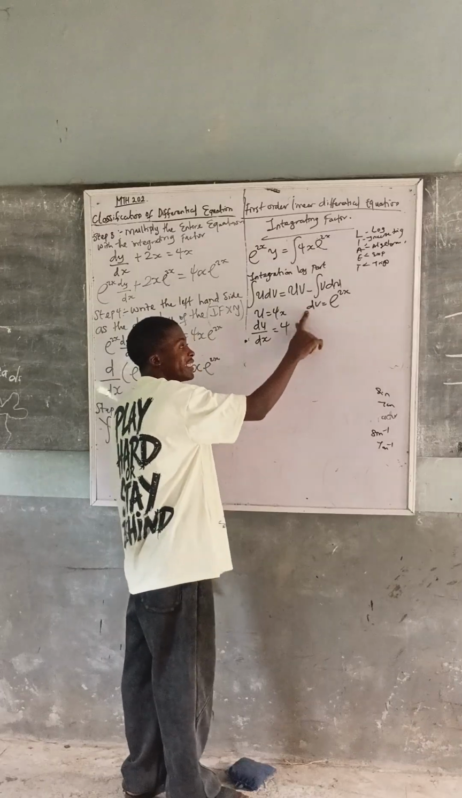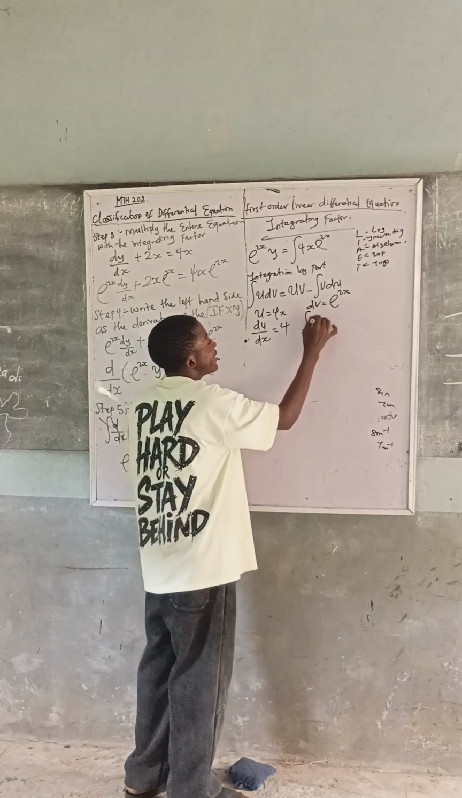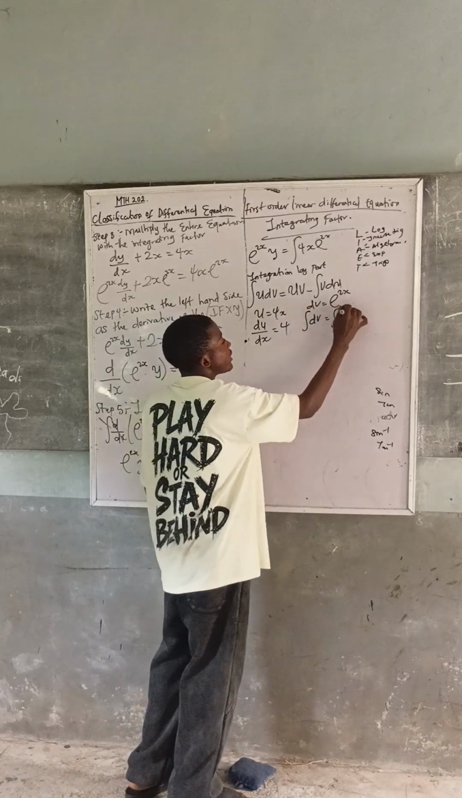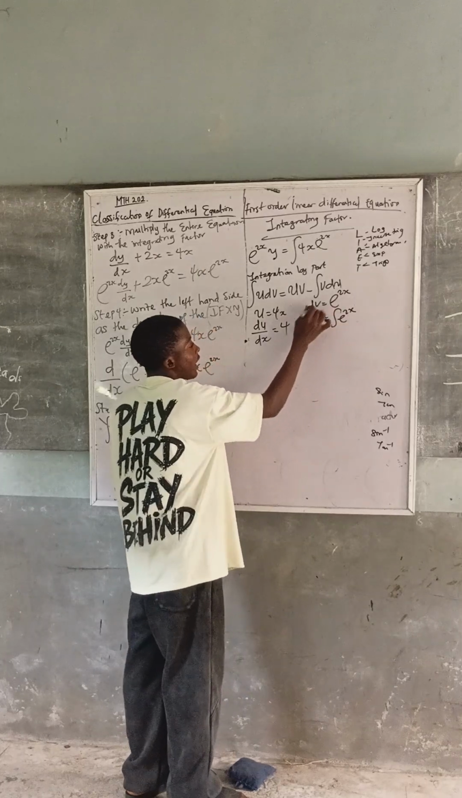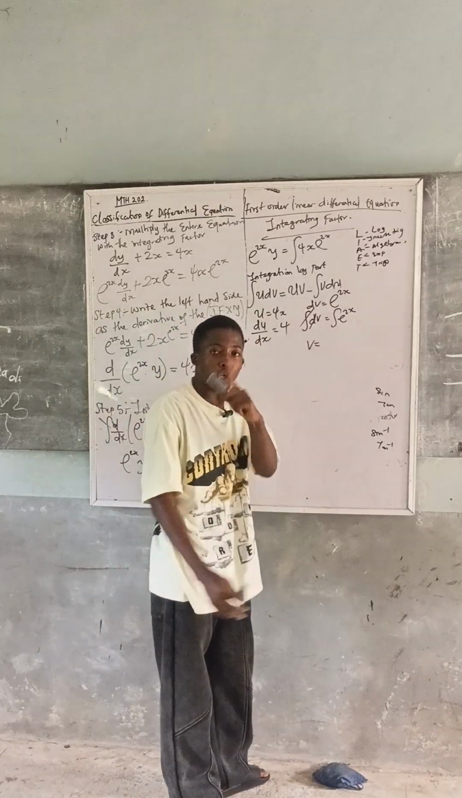So, what do we have to do? Integrate, so that our integration can cancel the differentiation. So you integrate: v is equal to the integral of exponential 2x. Integration cancels differentiation. V is equal to, now, if you want to integrate exponential 2x, there's a short method.